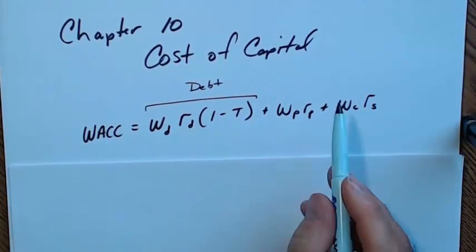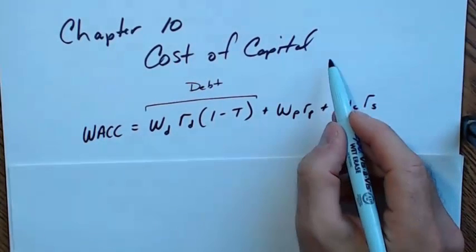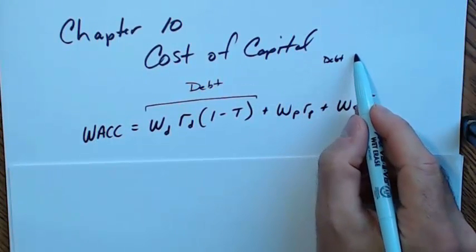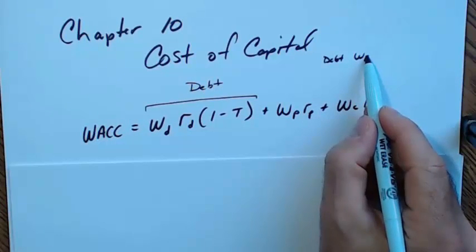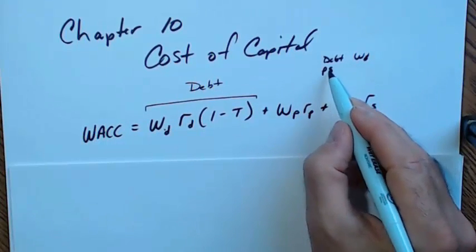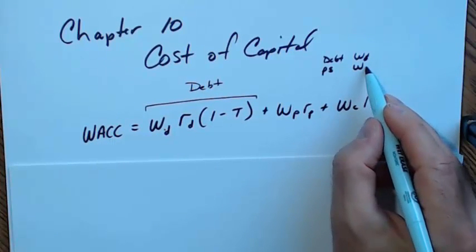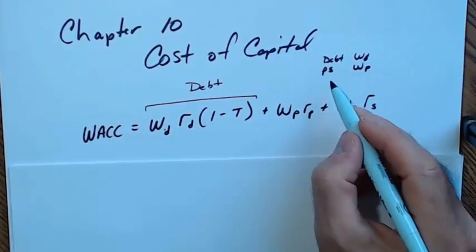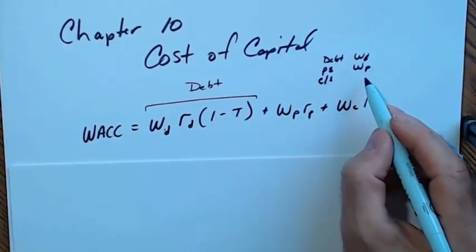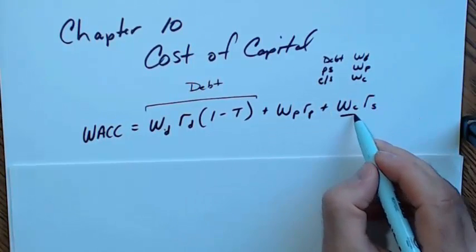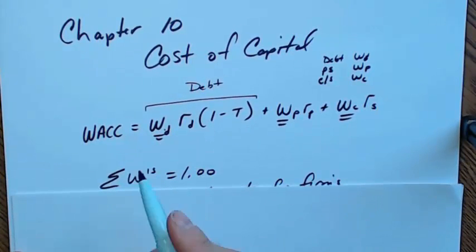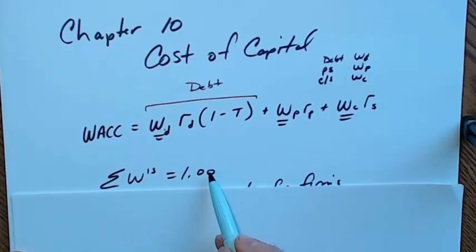In other words, we're looking at a firm that we expect to have a certain weight in debt, a certain amount of bonds, and that's called WD. A certain amount of preferred stock is issued, that's WP, and a certain amount of common stock is issued, and that is WC here. These W's have to add to 1. The sum, sigma, means they just add to 1.